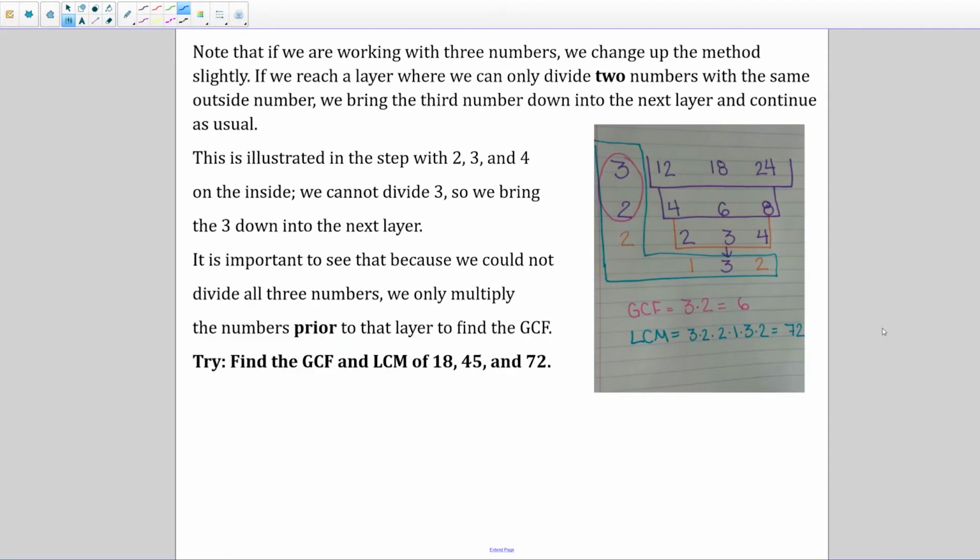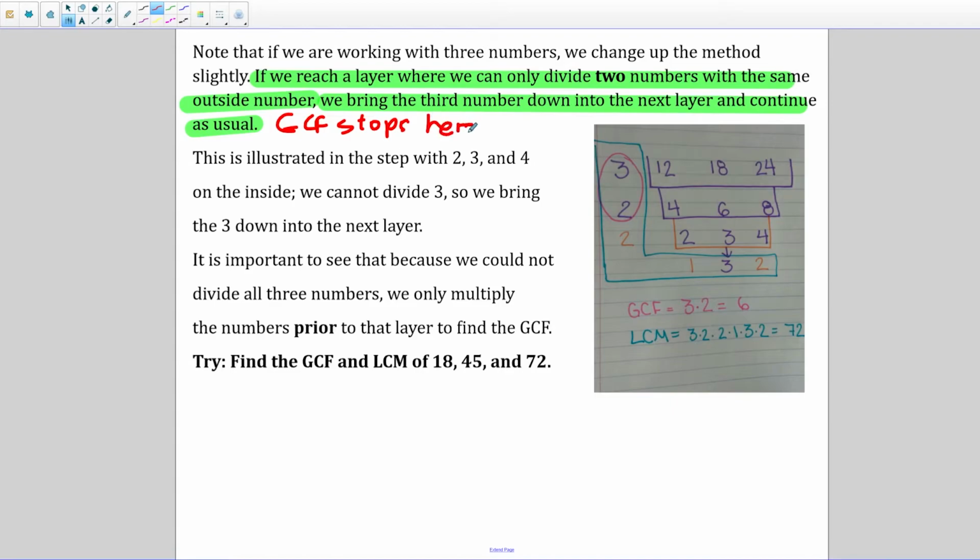One way that we can up the complexity of this type of problem is by adding a third number. The main thing to keep in mind is that if we reach a layer where we can only divide two numbers with the same outside number, we have to bring the third number down into the next layer and continue as usual. But once we do that, we need to make sure that we stop at that point to find the GCF. So the GCF stops here.